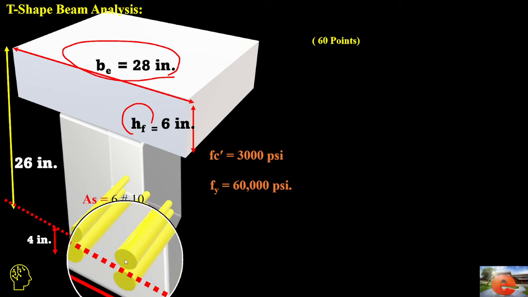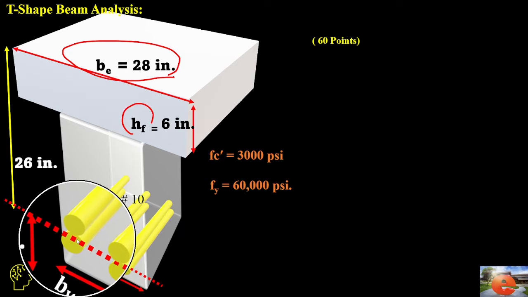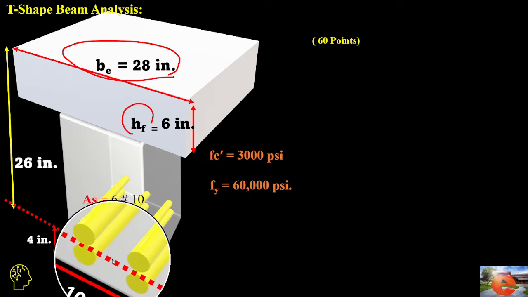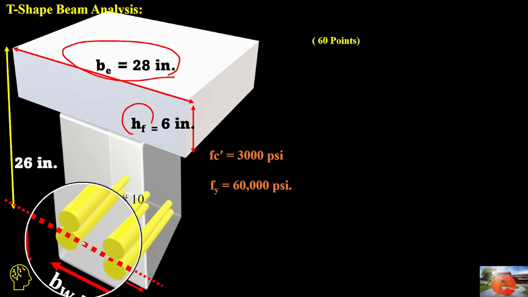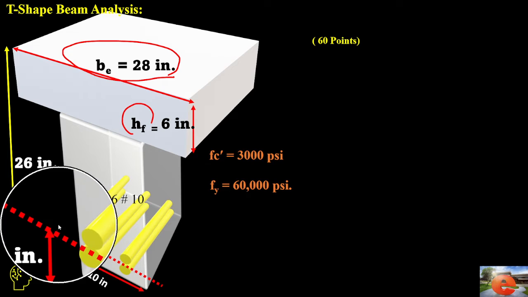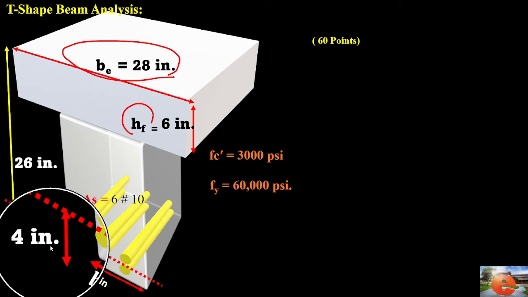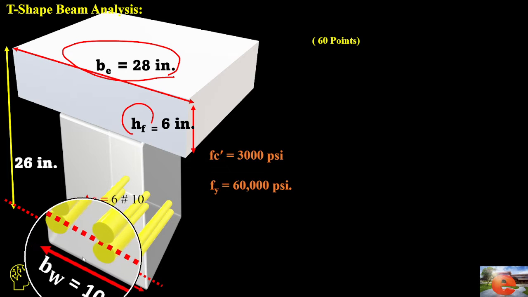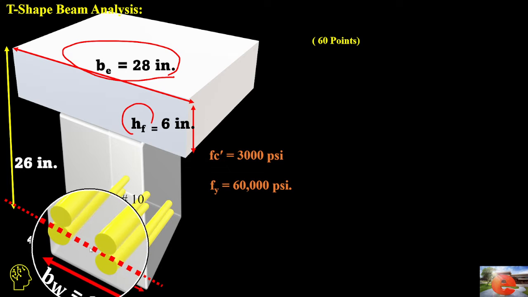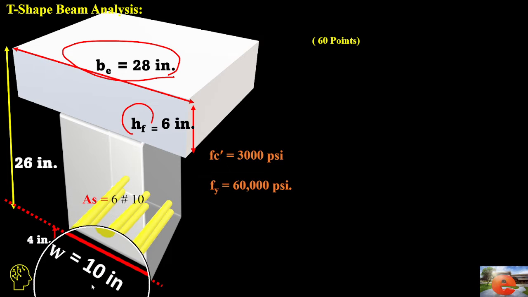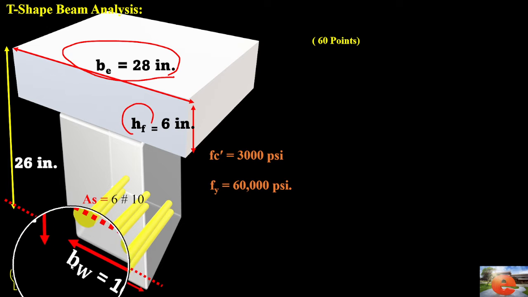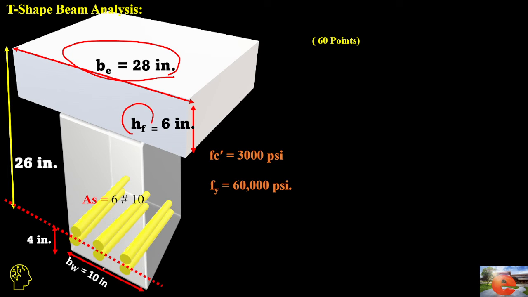As you can see here, two groups of rebar in the tensile domain consist of 6 number 10 rebars, and the distance of 4 inches from the bottom of the section is the cover. BW, the width of the web, is 10 inches. The specified strength of concrete is 3,000 pounds per square inch, and the yield strength of steel is 60,000 psi.